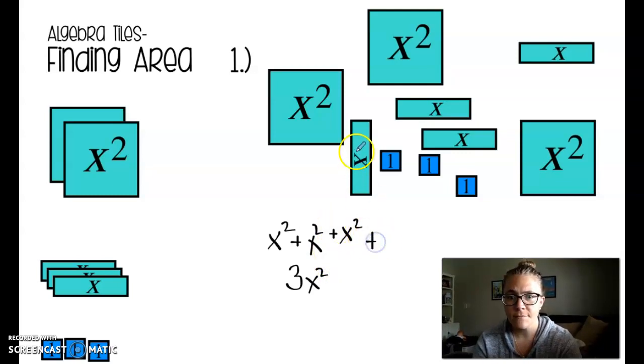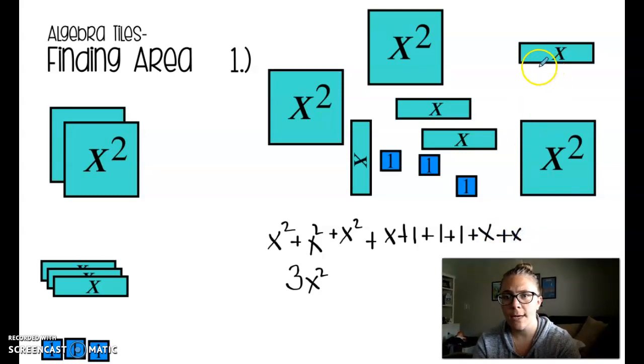Then I also have an x tile here. I have a ones tile, plus another one, plus another one. And then I have 2 x tiles right here, so I have plus an x and an x. And then this one lone one out on the side is another x tile. So I can write it all out like this, each individual tile being represented in my expression.